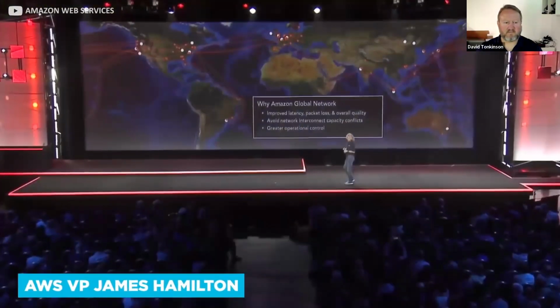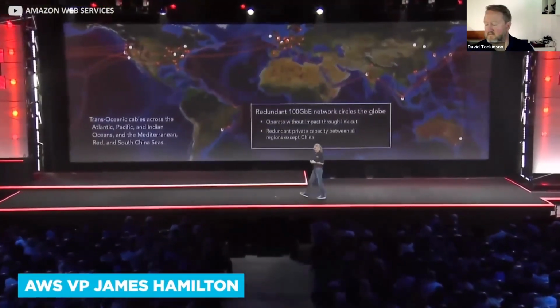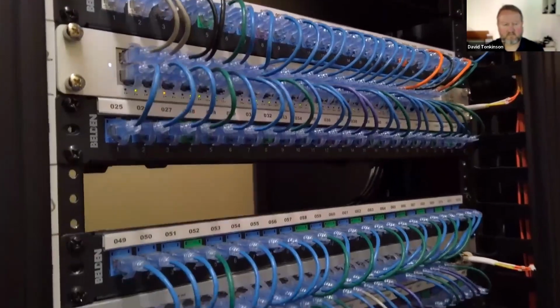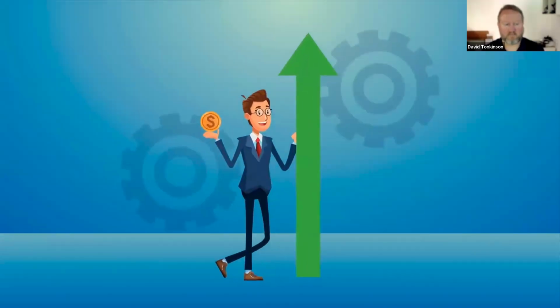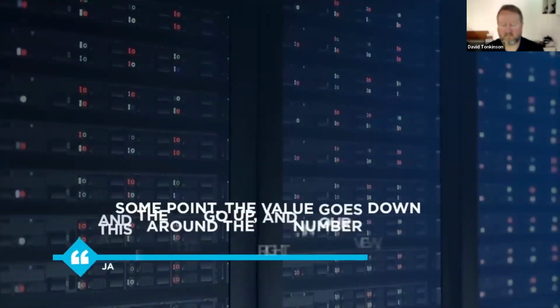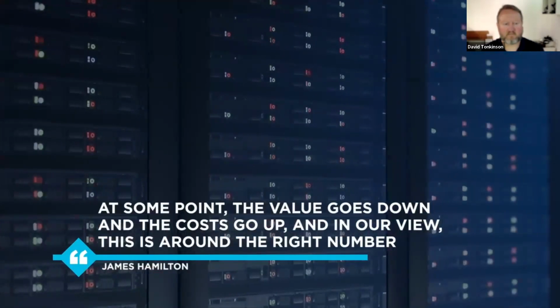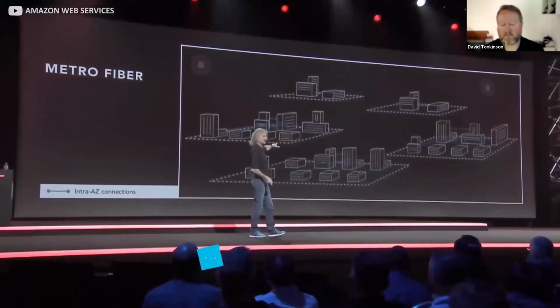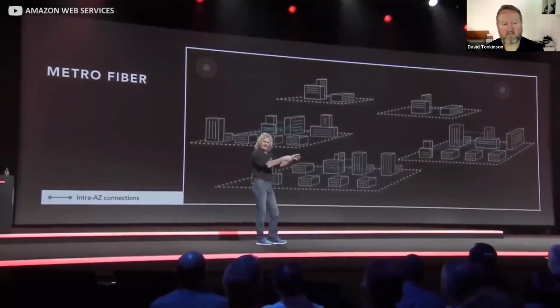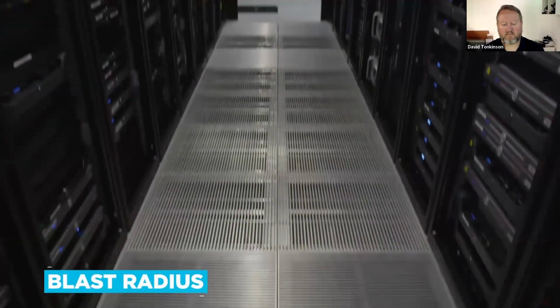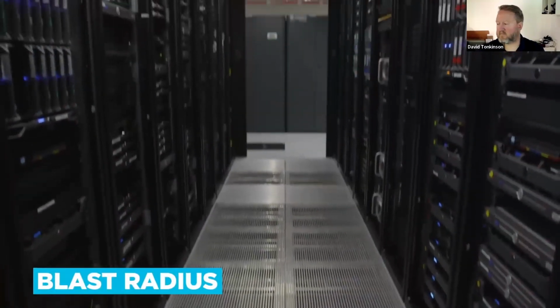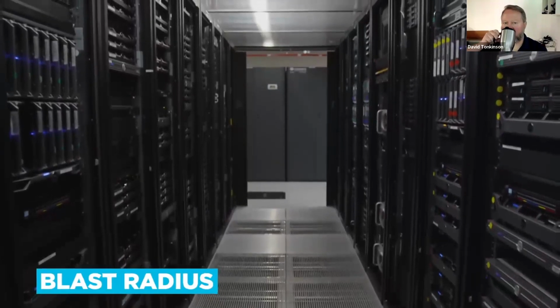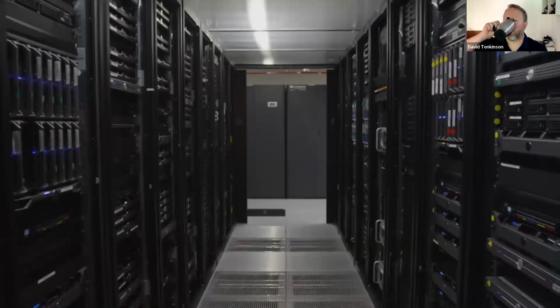Distinguished engineer and AWS VP James Hamilton told attendees at the company's re:Invent conference in 2016 that beyond a certain point, increasing the number of servers and racks per center no longer lowers the incremental cost. At some point, the value goes down and the costs go up. And in our view, this is around the right number, Hamilton says of the data center size AWS usually goes with. Thrillingly, Hamilton employs the term blast radius to underscore the impact a failure might lead to in a much larger data center, hence the relatively modest dimensions.